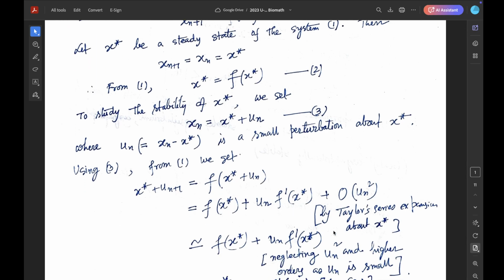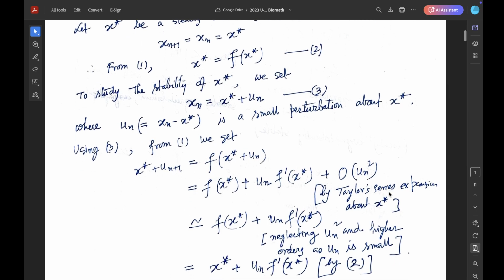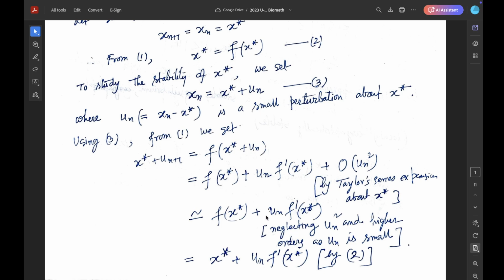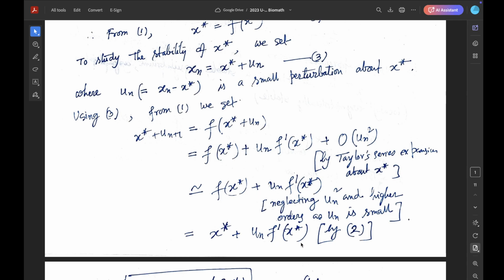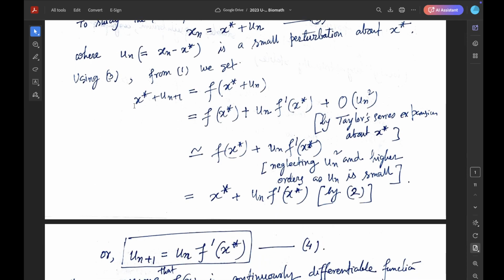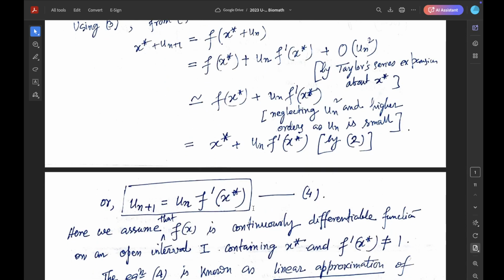Expanding by Taylor's expansion about x star, this is equal to f(x star) + u_n f'(x star) + order of u_n squared. This is approximately equal to f(x star) + u_n f'(x star), neglecting u_n squared and higher order terms as u_n is a small quantity. So f(x star) is x star, plus u_n f'(x star). Cancel x star from both sides, so we get u_{n+1} = u_n f'(x star).